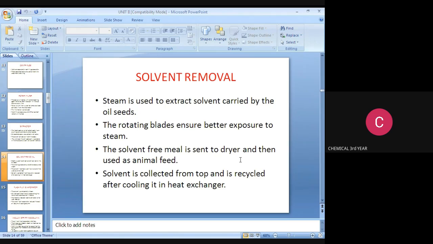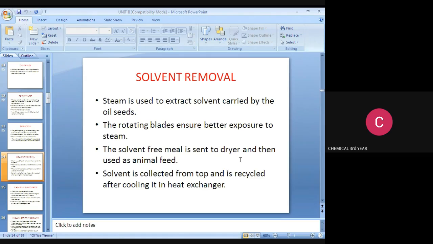Steam is used to extract the solvent carried by the oil seeds. So students, you note it down. This point is very important. What is used to remove the solvent in oil? Steam is used to extract the solvent carried by the oil seeds.